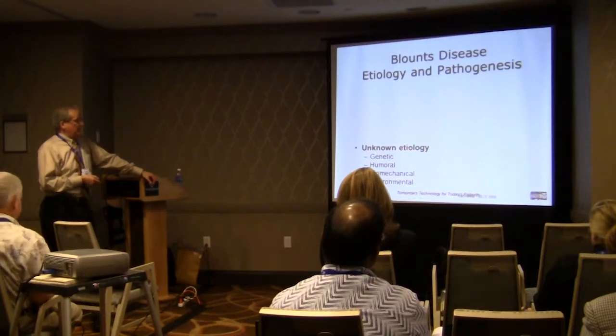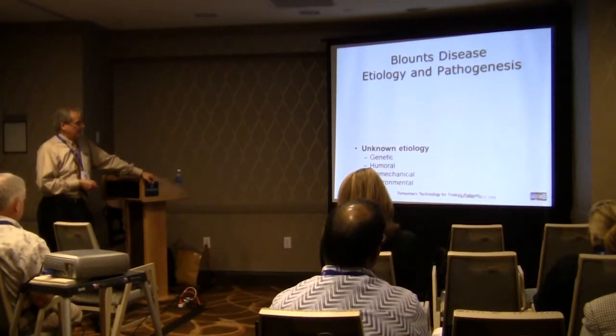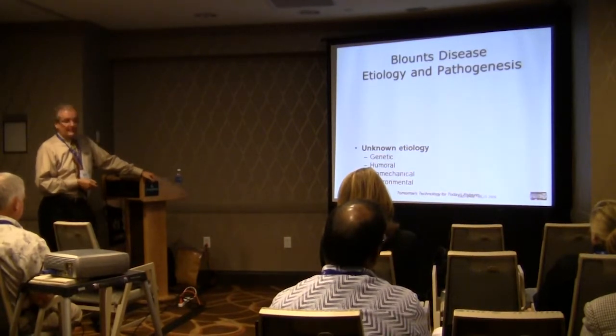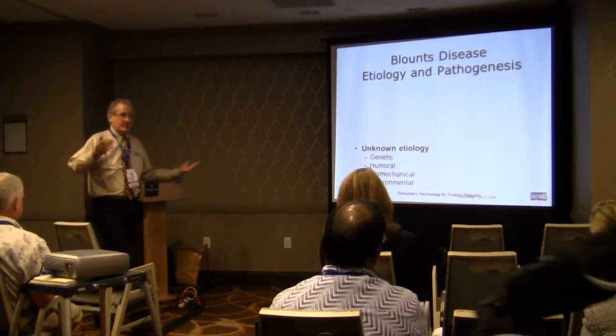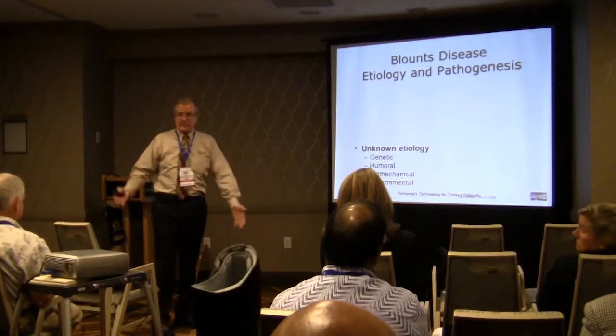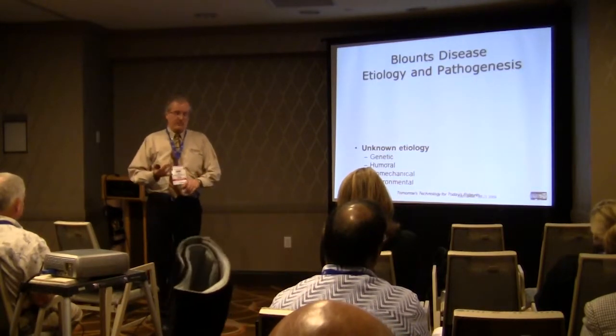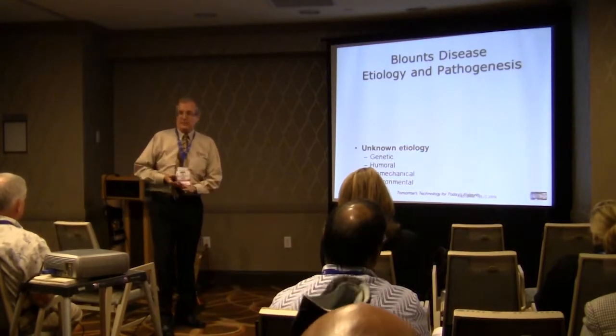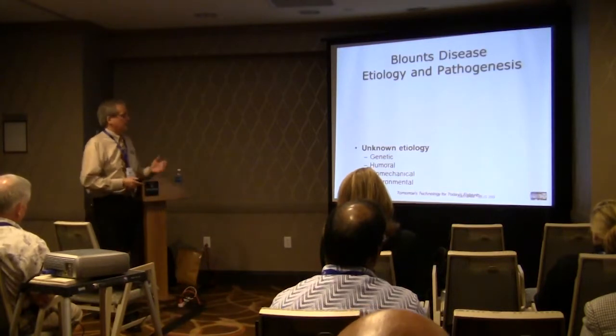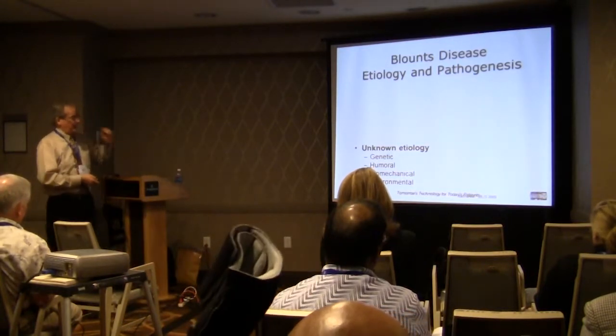And then there's some unknown etiology. It could be genetically related, some blood-borne concerns, possibly the biomechanical, obviously alignment issues. I mean, that's what this is all about. You have something that's abnormally aligned, whether it's Blount's, rickets, or physiologic, and some environmental concerns as well.